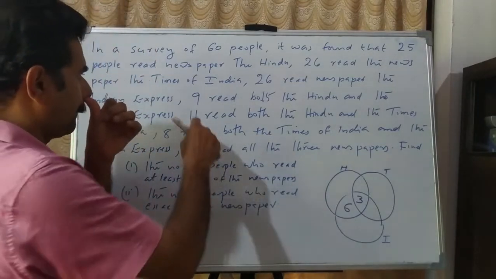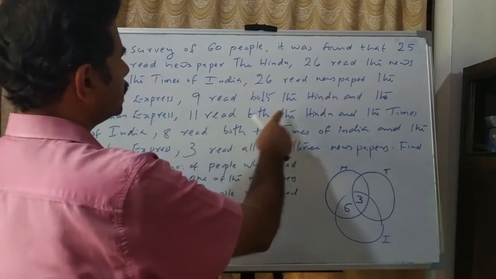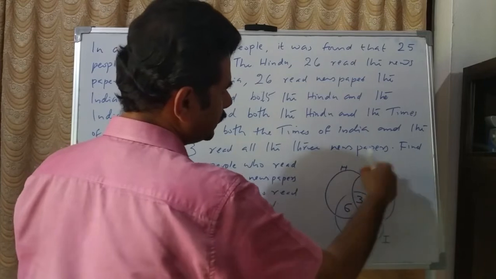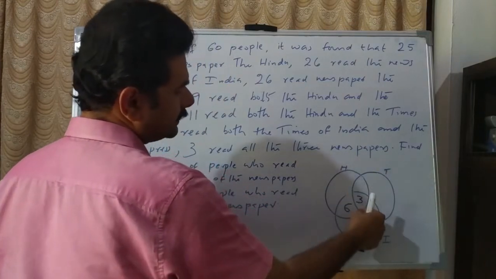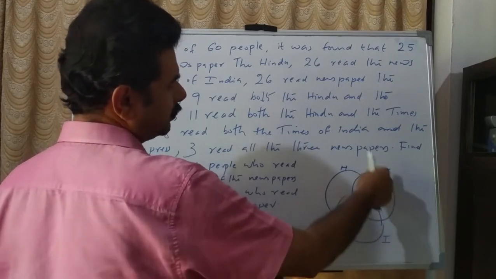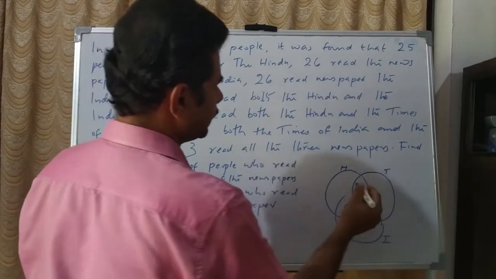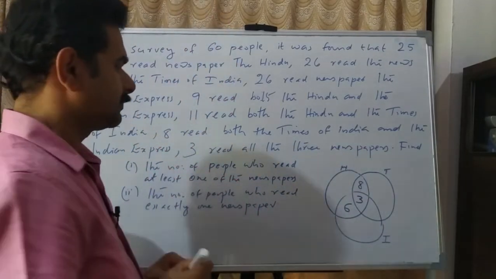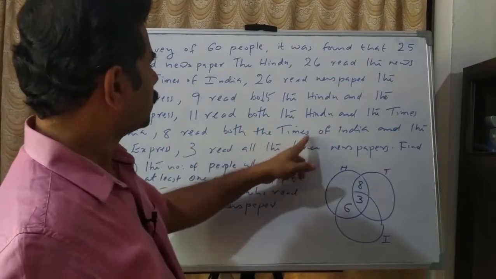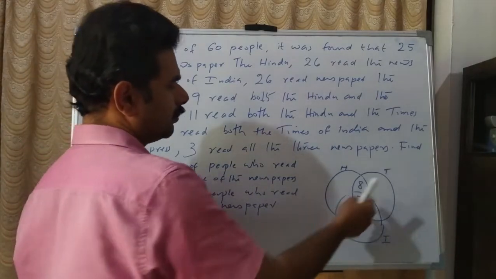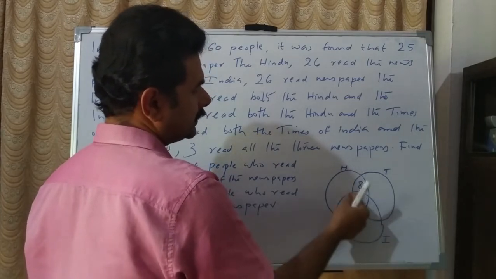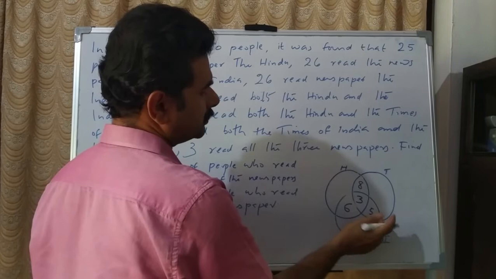Similarly, 11 read both Hindu and Times of India. So this whole region represents the intersection of Hindu and Times of India, given as 11, so I am writing here 8. Then 8 read both the Times of India and Indian Express. So this is the common area, that is 8. So I am writing here 5, because 5 plus 3 is 8.